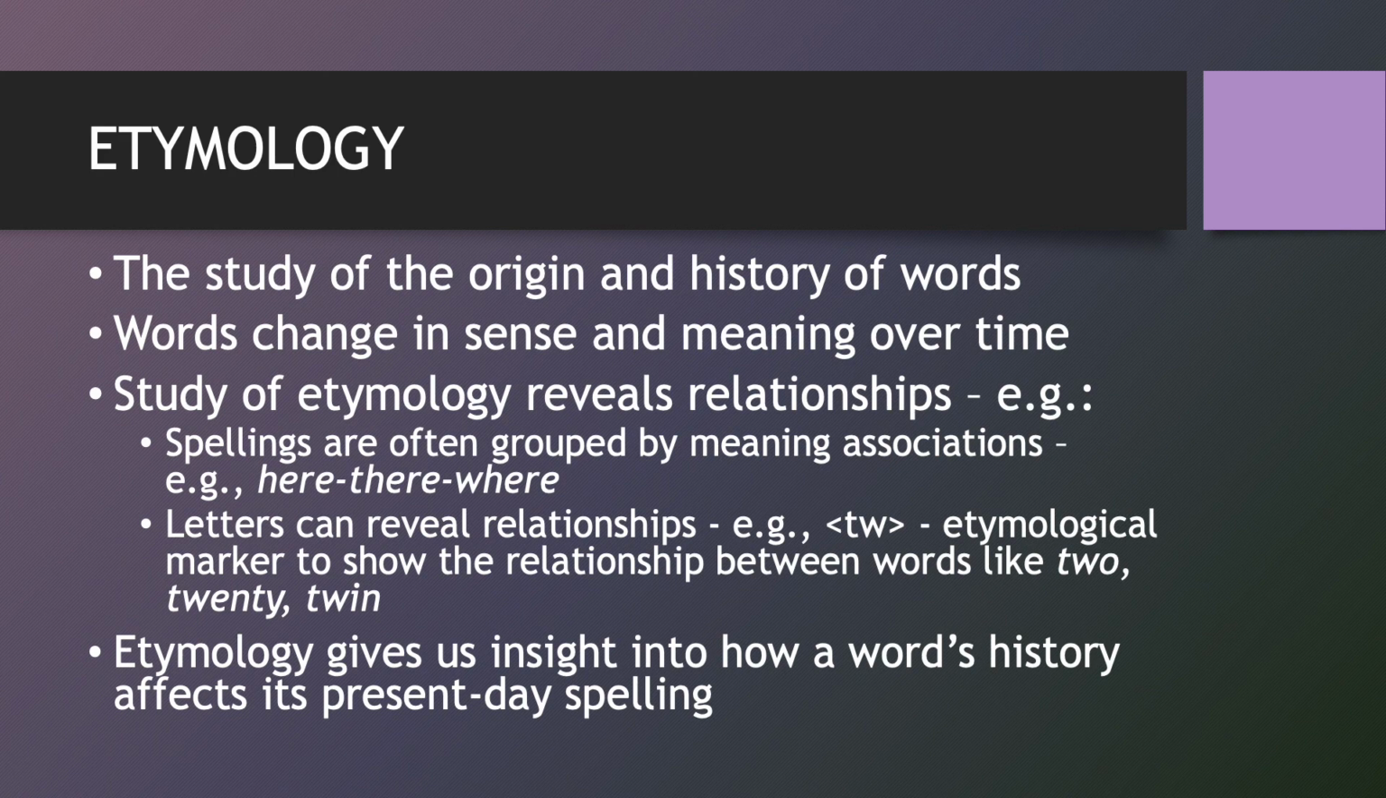Also, letters can reveal relationships. For example, TW. So the W there is considered an etymological marker, and it shows the relationship between words like to, 20, and twin. So the W is not there for pronunciation in to, but it's showing us the historical relationship between to, 20, and twin, and other similar words. So etymology gives us insight into how a word's history affects its present day spelling. So it goes beyond thinking about roots and word origins. It's much more in-depth than that, and it plays a really important role in orthography.